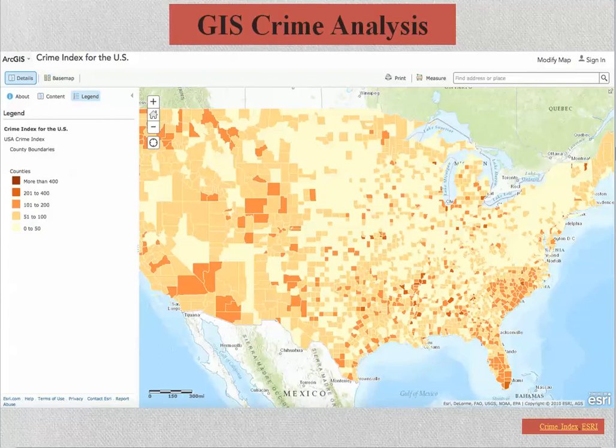Now, when it comes to GIS use in law enforcement, you're going to see that the police are very much on board with GIS. In this slide, you see a cartographic example of a map that's showing crime indexes and the number of incidences throughout the United States. And this is useful. This is a cartographic product. However, when it comes to law enforcement and GIS analysis, there is an area in and completely of itself.